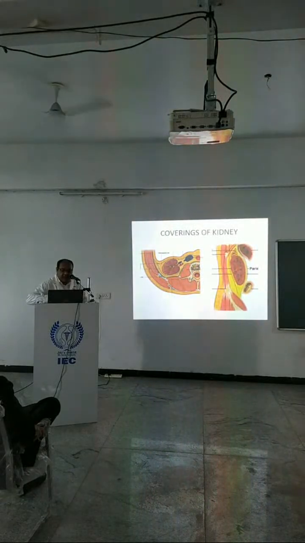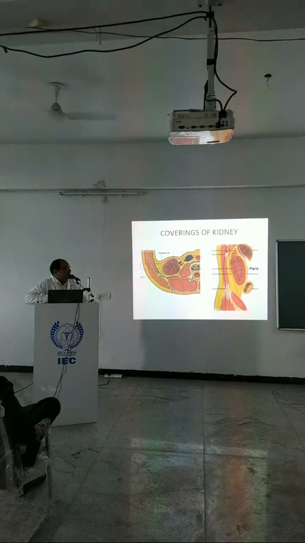Now, the coverings of the kidney. From inside outwards, the first covering is the fibrous capsule of the kidney. After that comes the perinephric fat or perirenal fat. After that comes the renal fascia, and after the renal fascia, the paranephric fat or pararenal fat. Not going into detail, the renal fascia has different parts medially, where it merges with different layers of the abdomen.